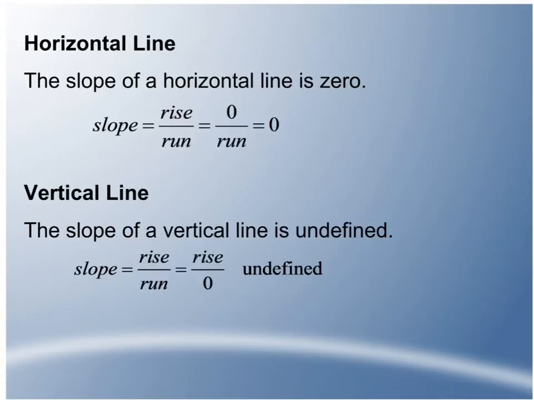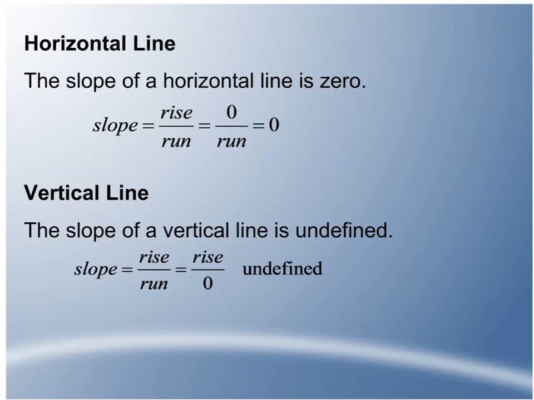Let's talk briefly about a couple of specific slopes. First, the slope of a horizontal line. A horizontal line doesn't have any rise because it's horizontal. 0 divided by any number is equal to 0. So the slope of a horizontal line is always 0. The slope of a vertical line is what's called undefined. It is not defined because we have a run of 0 and a rise of some number. Any number divided by 0 is undefined.